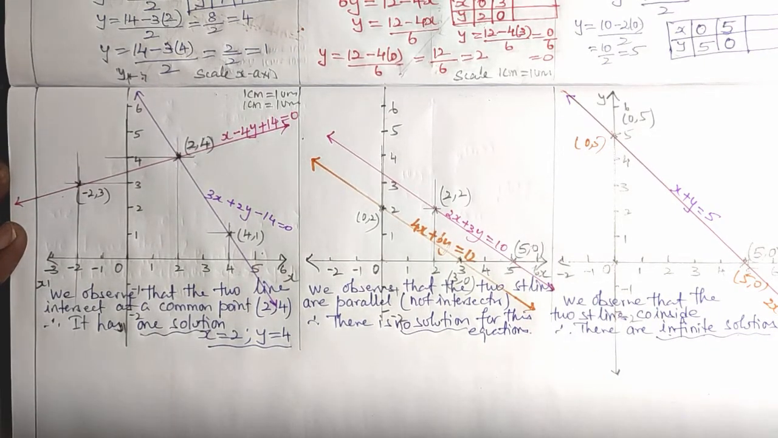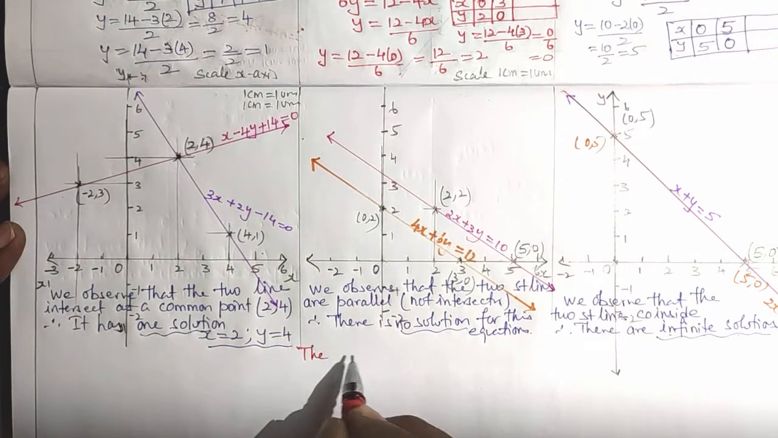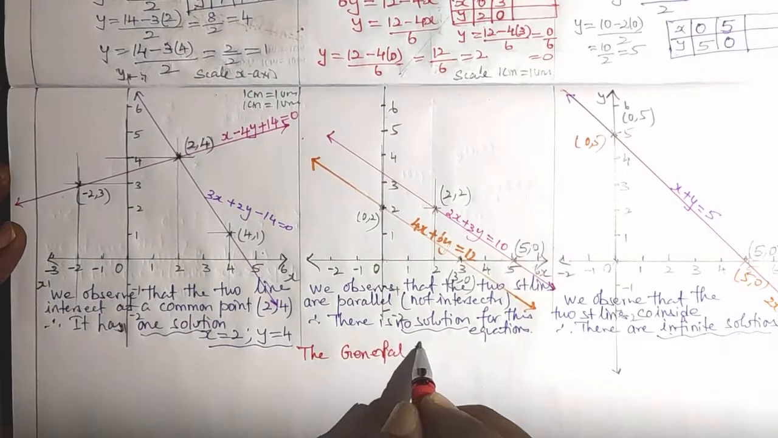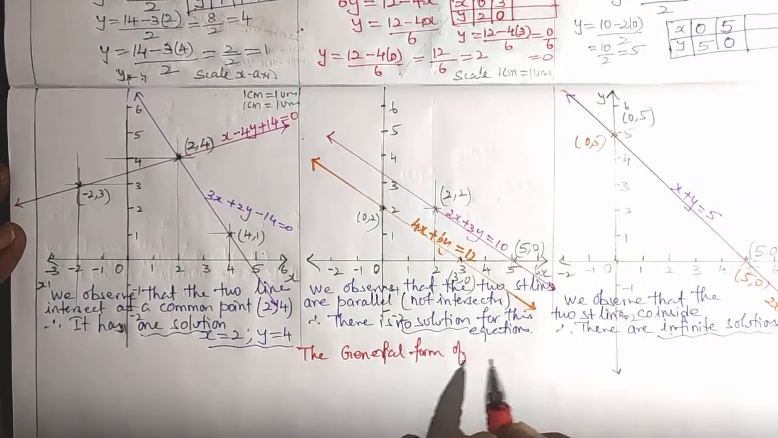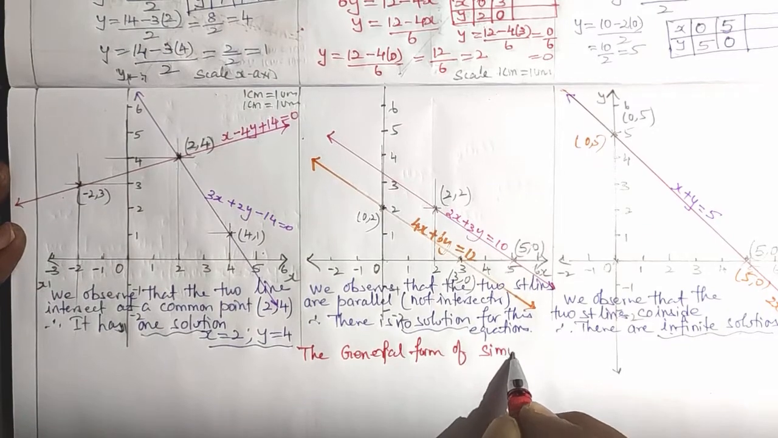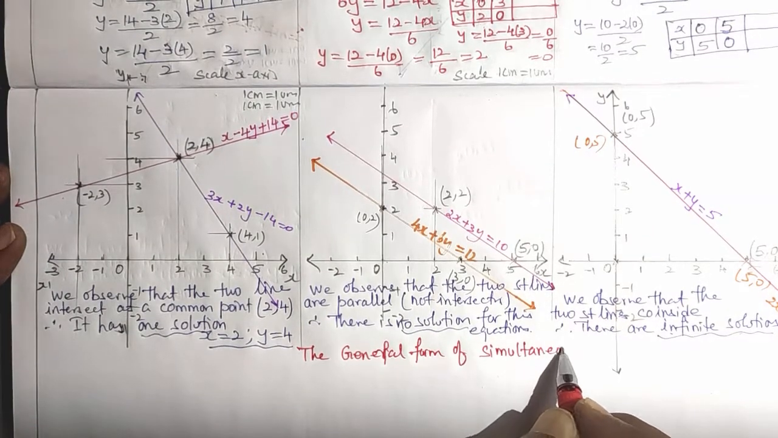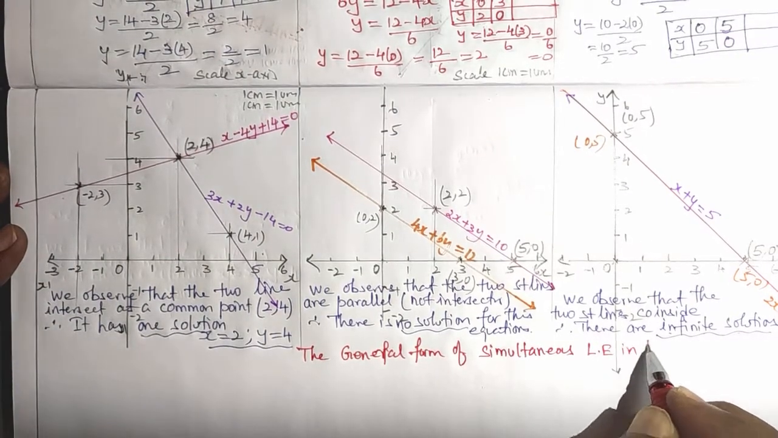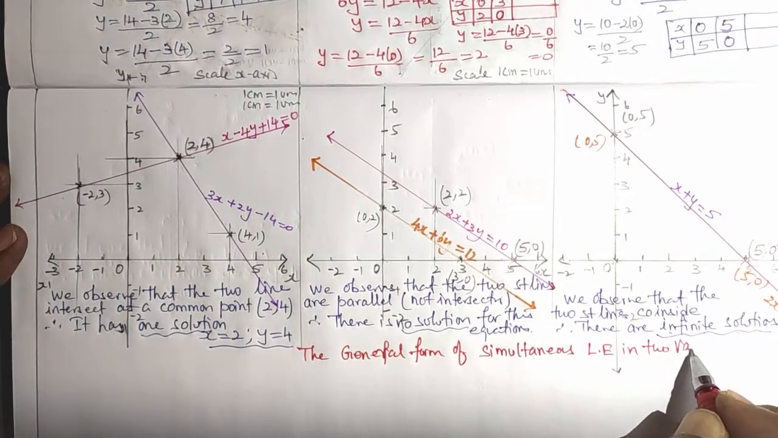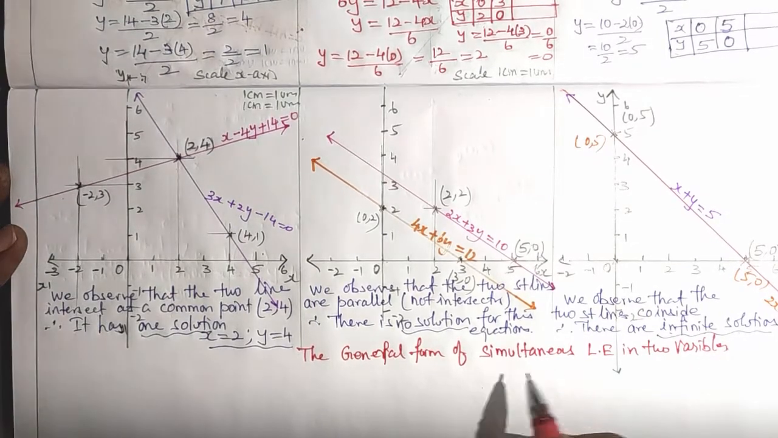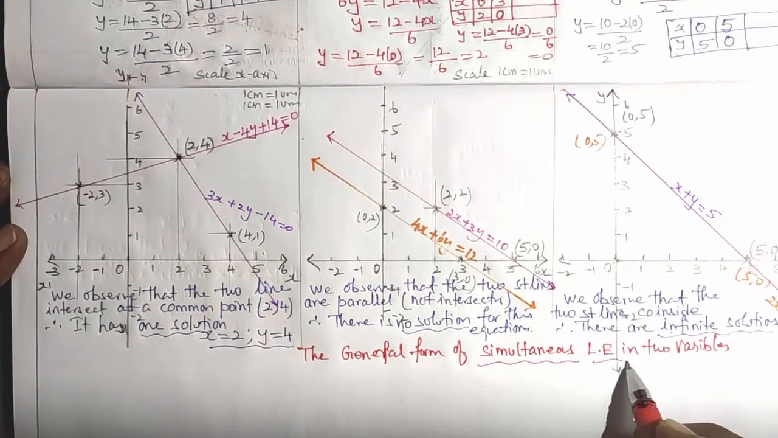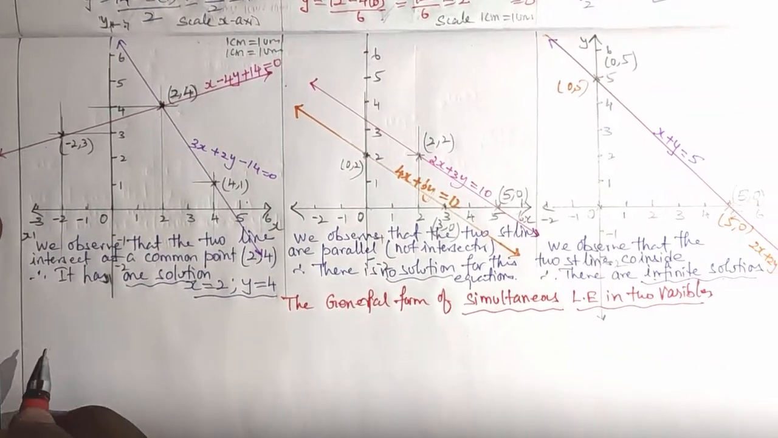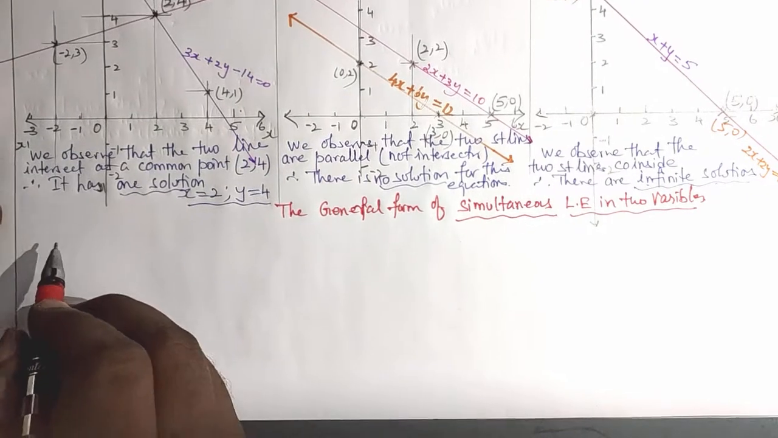You see, the general form of simultaneous linear equations in two variables. Simultaneous means the equations are dependent on one another. See, the general form of simultaneous equations will be in this form. What form?